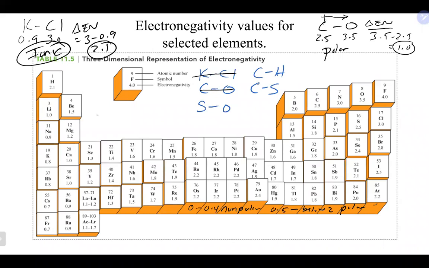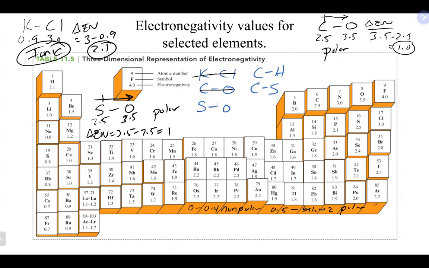Let's do our sulfur and oxygen. Sulfur there is 2.5 as well, and oxygen is 3.5. So again, our difference in electronegativity is going to be 3.5 minus 2.5, which gives us 1. Once again, that would make this a polar bond, with the arrow pointing towards the oxygen side that's more electronegative. Obviously meaning that they are sharing the electrons unequally here, right?